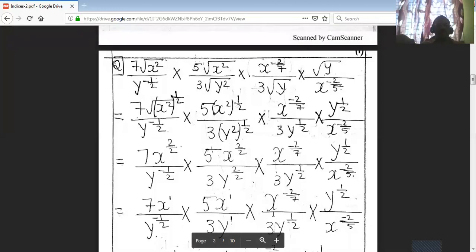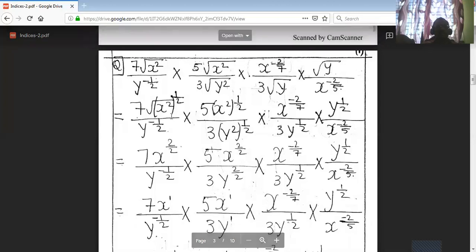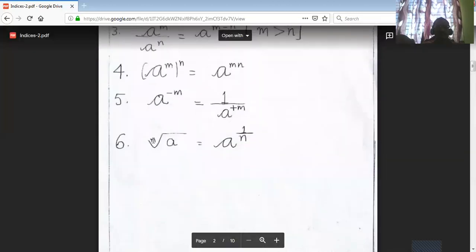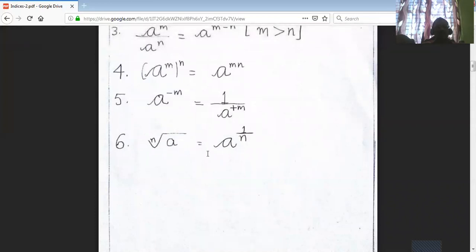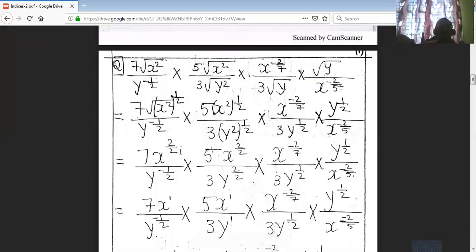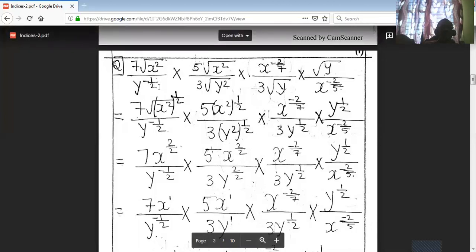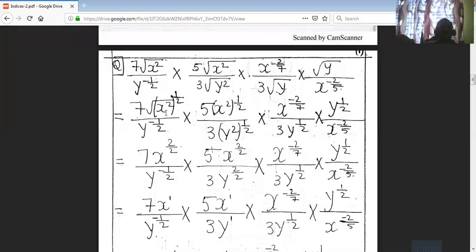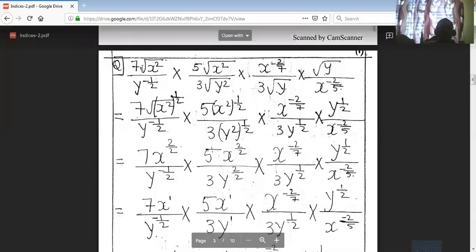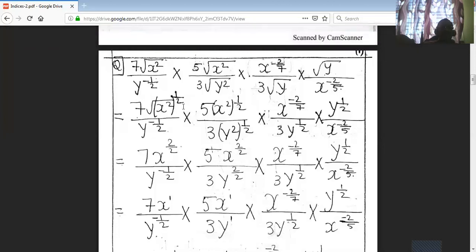If you apply the sixth law, the nth root of a is a to the power of 1 by n. Going with the same law, I can write the numerator as 7 into x to the power of 2, whole to the power of 1 by 2, where this root is replaced by 1 by 2. The square root is 1 by n; applying the formula, that becomes 1 by 2.